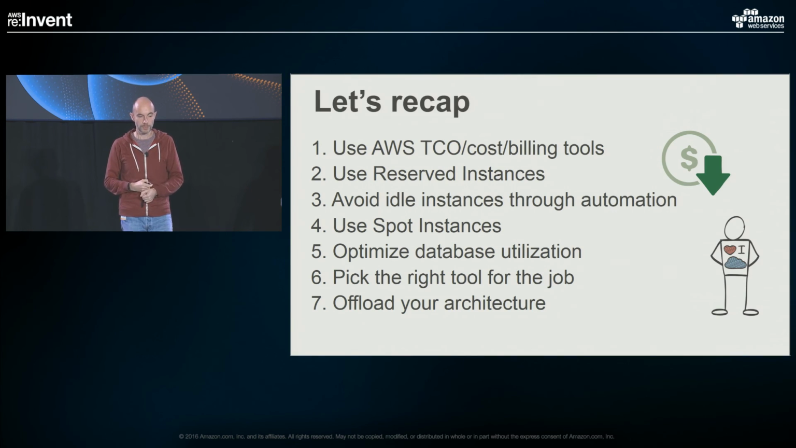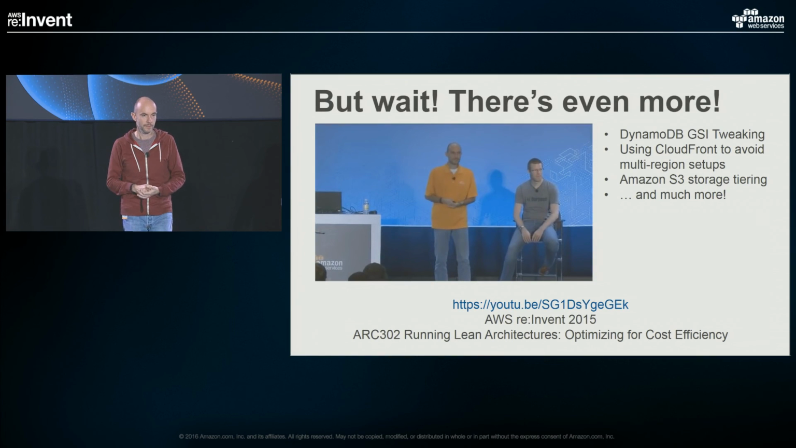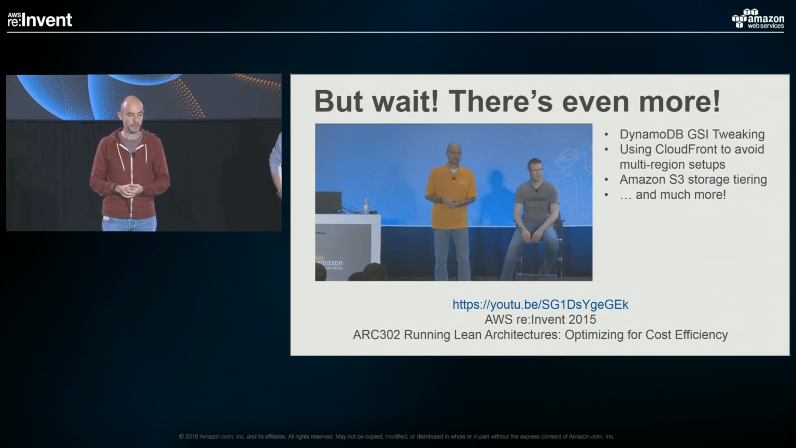Now, just before you leave, one more thing. There's even more. We actually have a video recording of last year's talk where there are some more tips and tricks that you can use. There's a deep dive on DynamoDB global secondary indexes and how you can save money there. There are some other things you can do with CloudFront to avoid multi-region setups. Pretty cool here. And we talk about Amazon S3 and some other things. So here are even more tips and tricks you can use to save money.